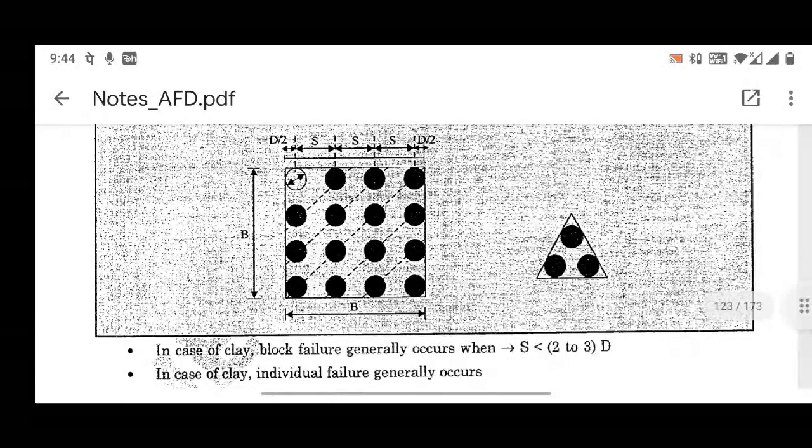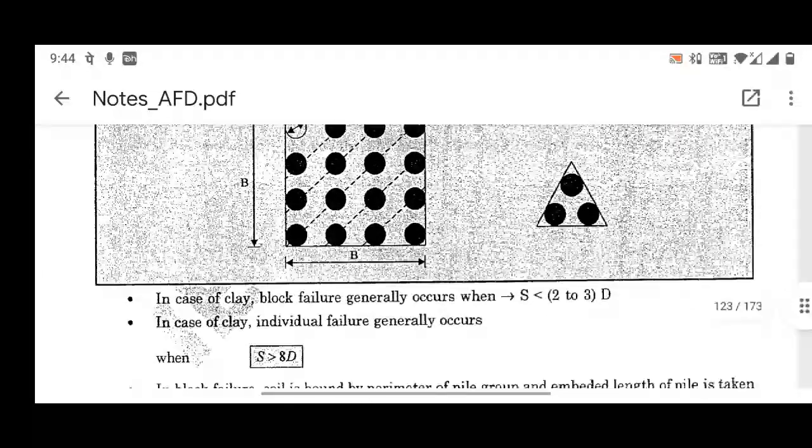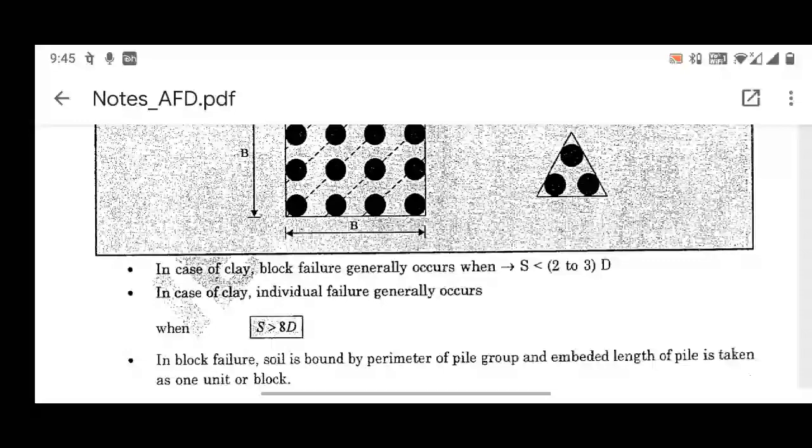Now, in case of clay, individual failure generally occurs. So generally in case of clay, we have the individual pile failure occurring when spacing is greater than 8 times d. So these are two criteria: for the block failure, we have the spacing less than 2 to 3 times diameter, and for the individual failure, we have the spacing greater than 8 times diameter.